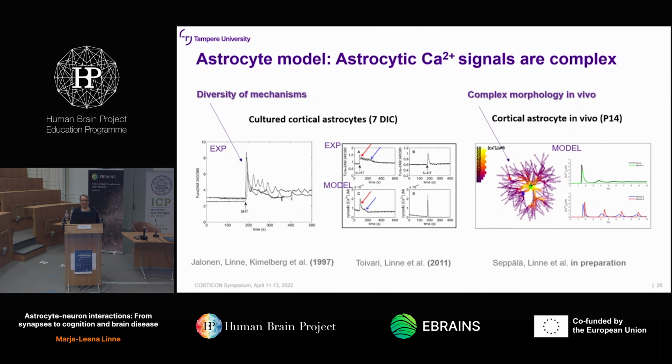I just briefly mentioned that we are modeling both cultured astrocytes and in vivo astrocytes, and trying to understand, as I pointed out, that these associated calcium signals are very complex. So we try to understand through these studies, first of all, how the complex morphology in vivo affects these astrocyte signals, and then also how the diverse mechanisms in astrocytes contribute to these signals seen in astrocytes.